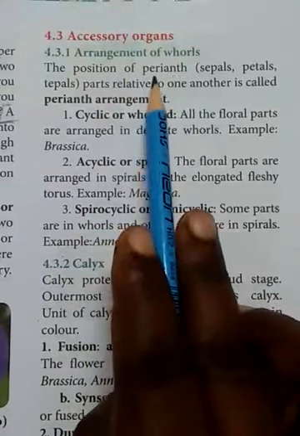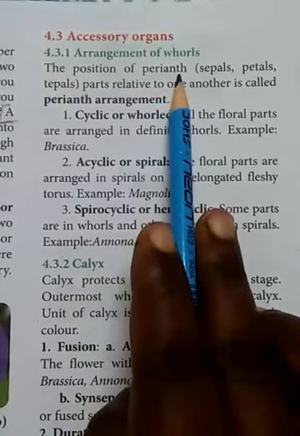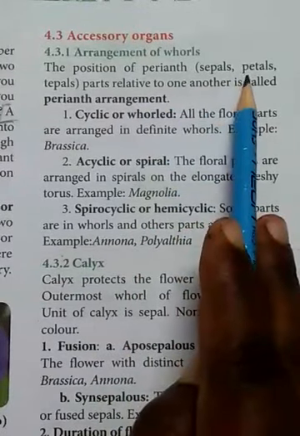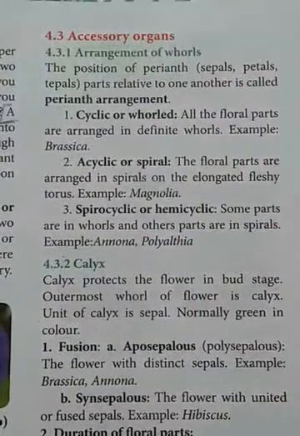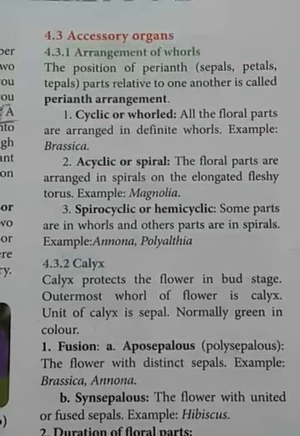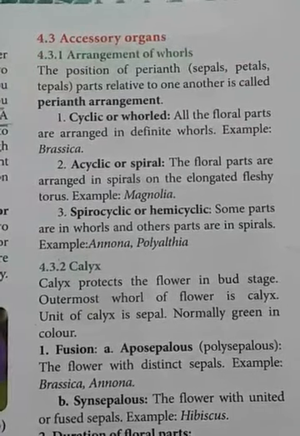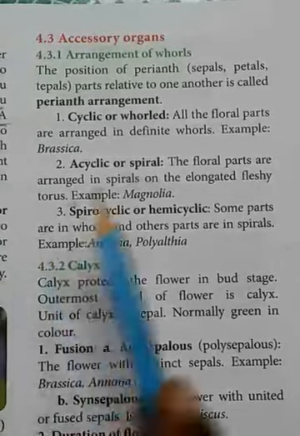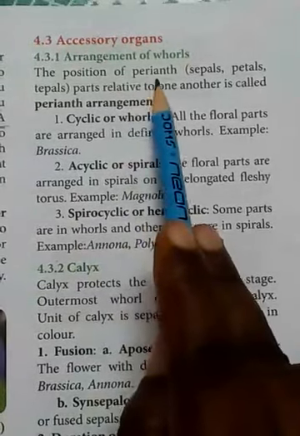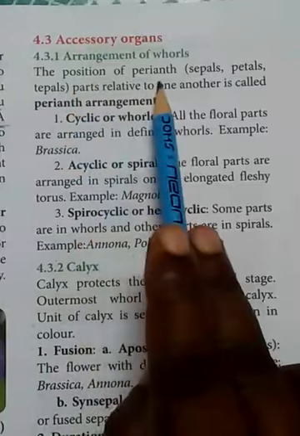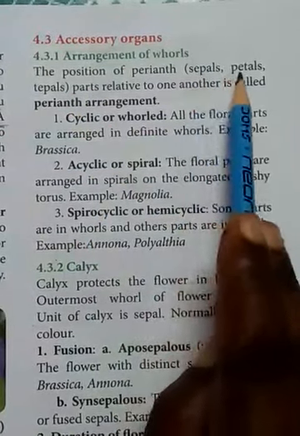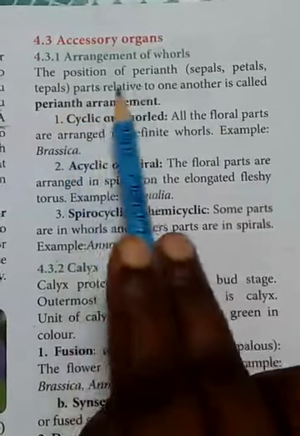Okay, now this word perianth we use when the sepals and the petals are not differentiated. In a flower only one accessory whorl is present. Instead of calyx and corolla, only one accessory whorl is present there. Then we could use the word perianth. So the position of perianth, that is, it can be sepals, petals or the tepals.